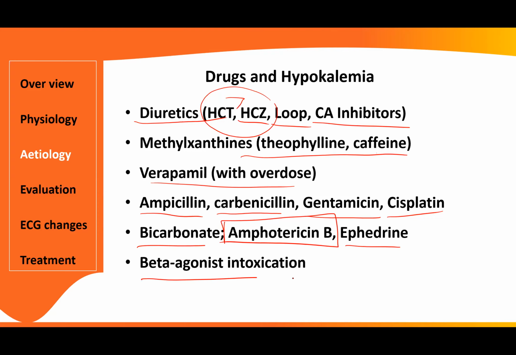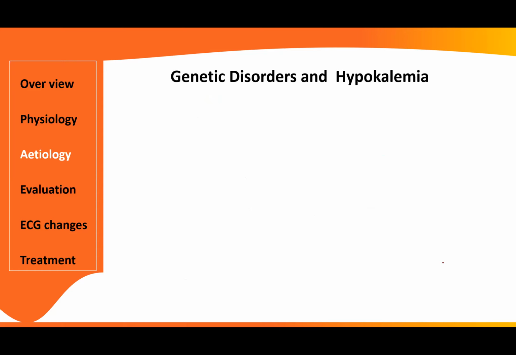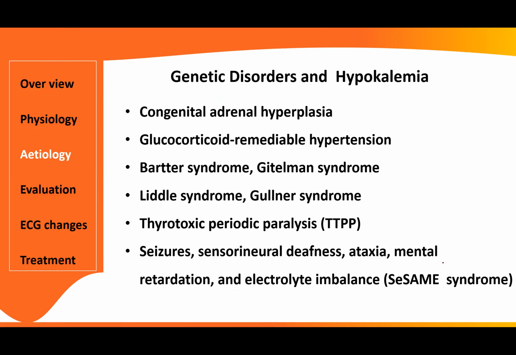Beta agonist intoxication. We know beta agonists send the potassium into the cell. So that is why overuse of beta agonists can produce hypokalemia. This is how you look at the drugs. And now you have the genetic disorders, which are rarer causes of hypokalemia. That's why this is kept a little to the end.